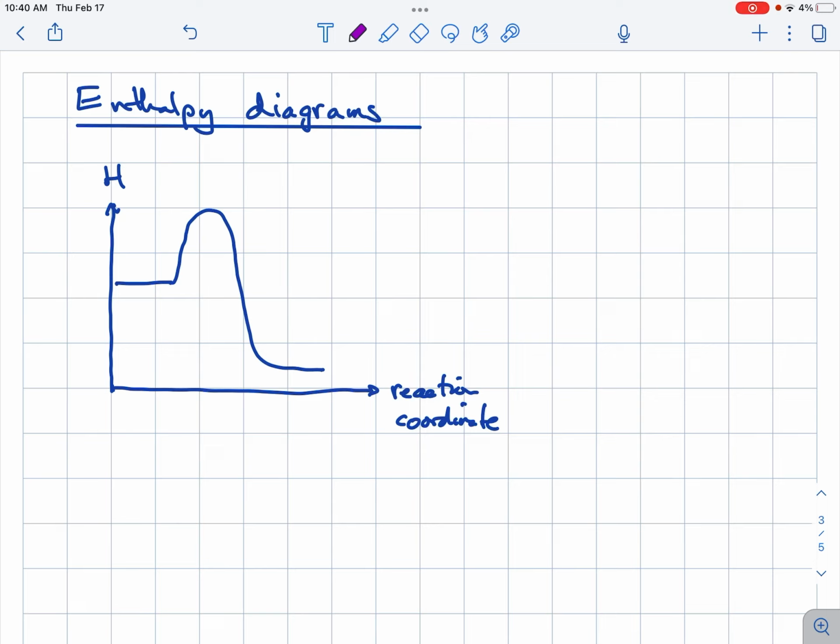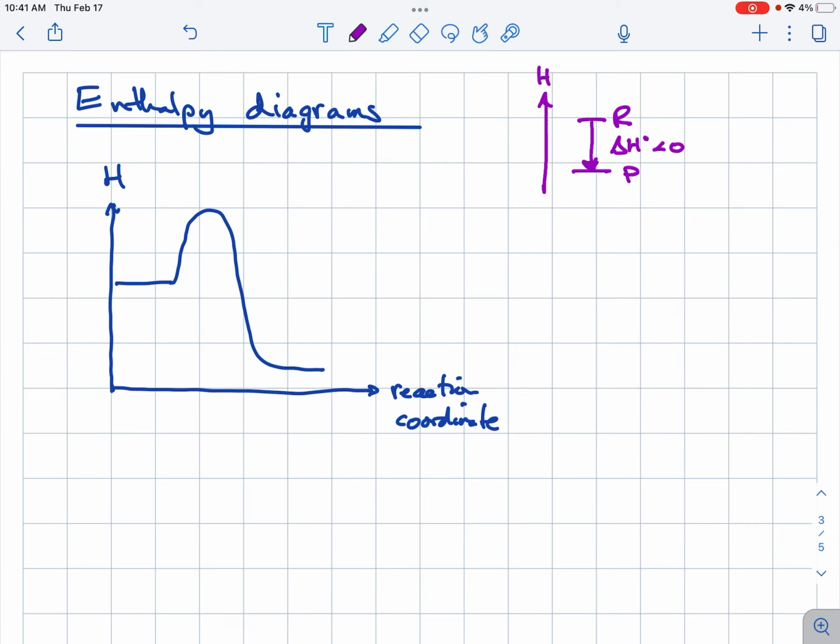All right, so we looked at these earlier in the semester when we were talking about delta H, but we drew them much simpler. We were just saying, here's the enthalpy of the reactants, here's the enthalpy of the products. If you have to go down to get from reactants to products, the delta H is negative, and that's exothermic. All right, so here we're doing a little more.